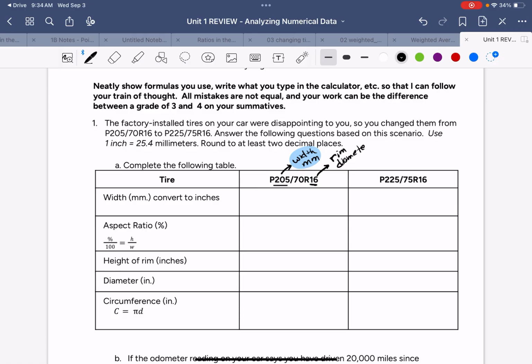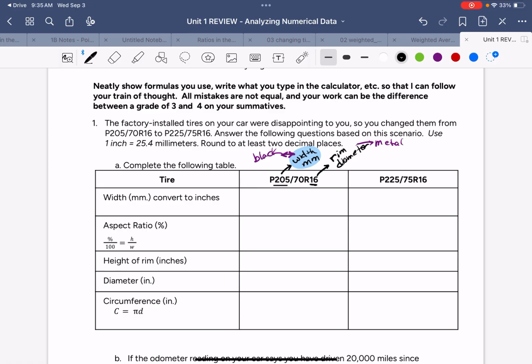And we can basically remember that this is talking about rubber, about the black part of the tire. And this is talking about the metal part of the tire. Okay, so we've got those.